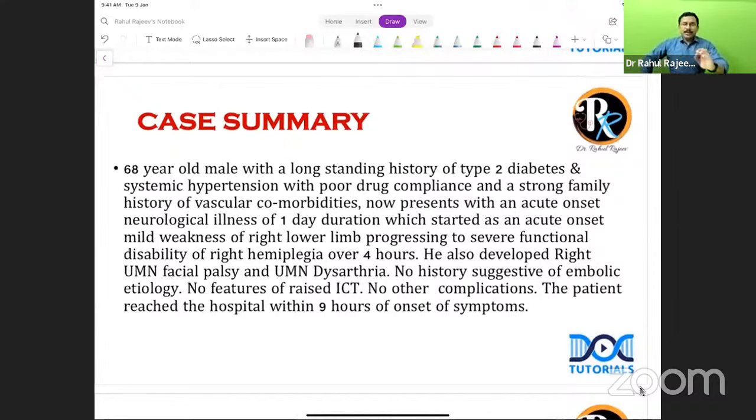A 68-year-old male with a long-standing history of type 2 diabetes, which is important because the diabetes has been present for 12 years, so it's of long duration. When you have long-duration diabetes, the chances of stroke and MI are all higher. Long-standing type 2 diabetes, systemic hypertension with poor drug compliance, and a strong family history of vascular comorbidities.